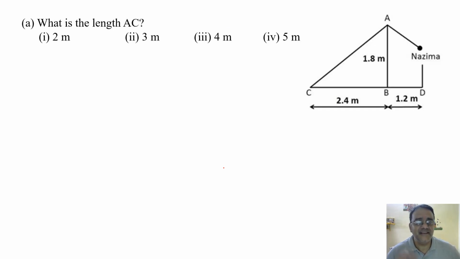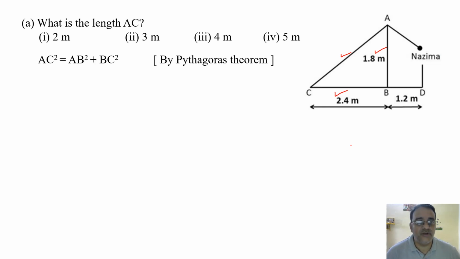What is the length AC? So look carefully, from here to here is 2.4 and this height is 1.8. And we need to find AC. How will you find AC? Using Pythagoras theorem. By using Pythagoras theorem, we will get AC square is equal to AB square plus BC square. So AB is given 1.8 and the value of BC is given 2.4.